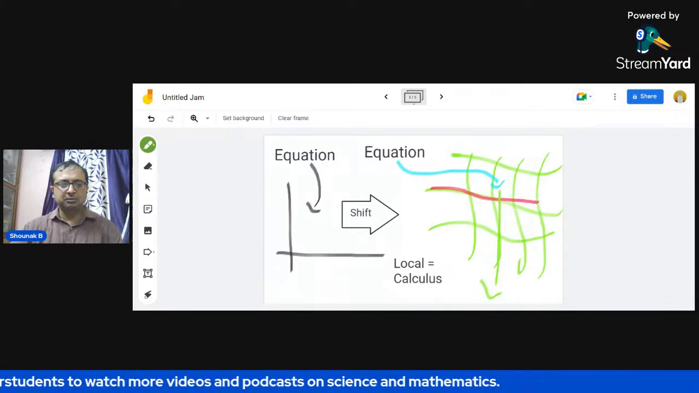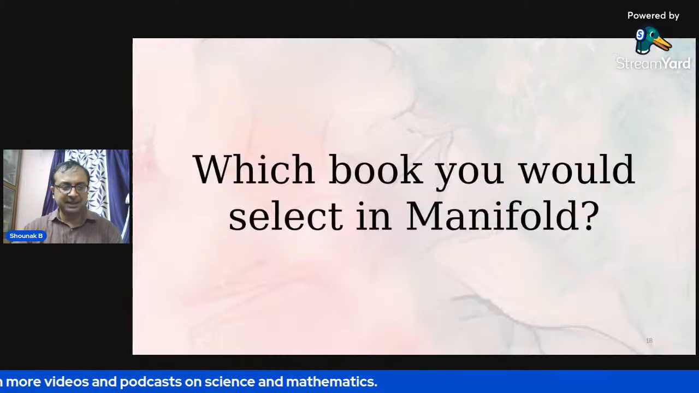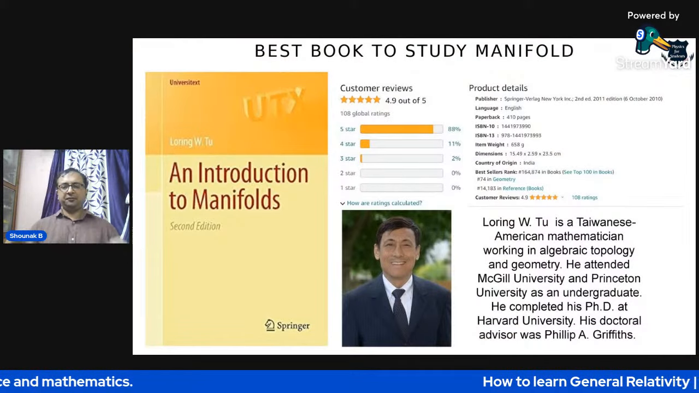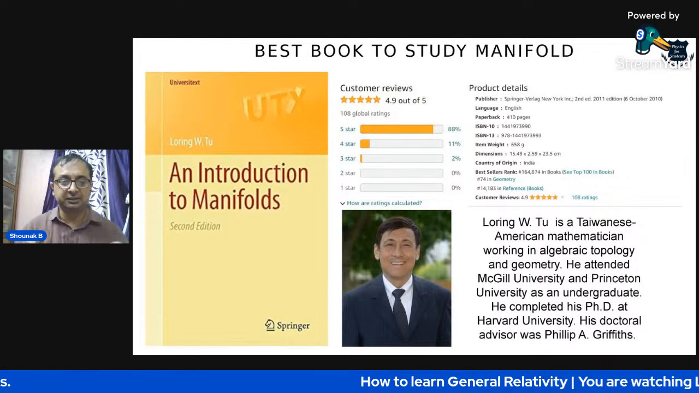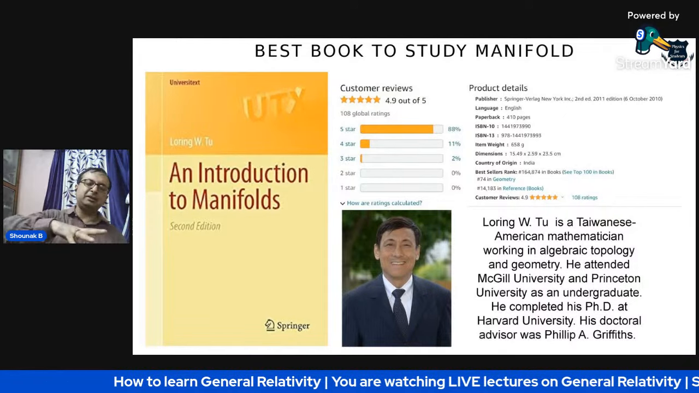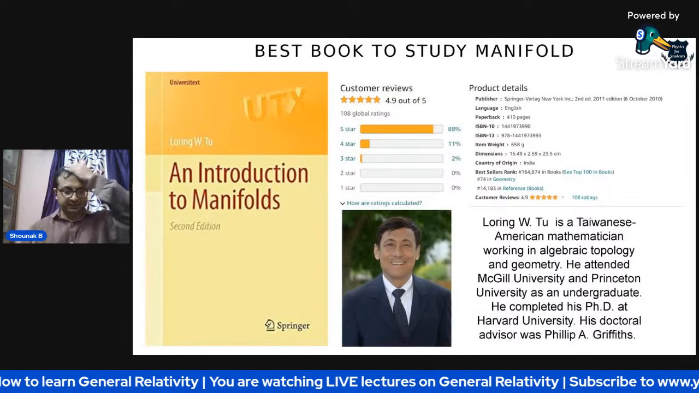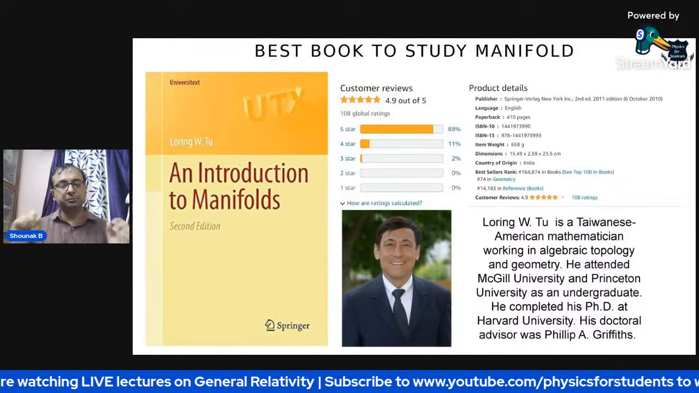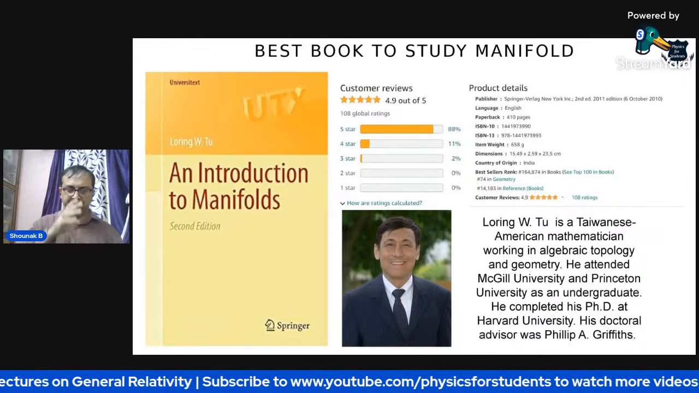Right. So from here, what is the book that you would select on manifolds? The first thing I would like to tell is this one. Now, you might question me about smooth manifold and differential manifold. I will come to that later, but I will take manifold as a whole. I mean to say, let us study with smooth manifold. Differential manifold, we will come to that later.